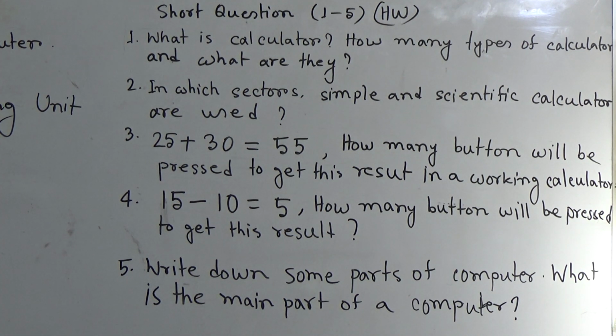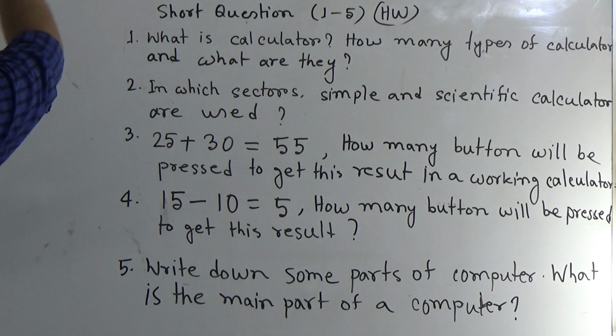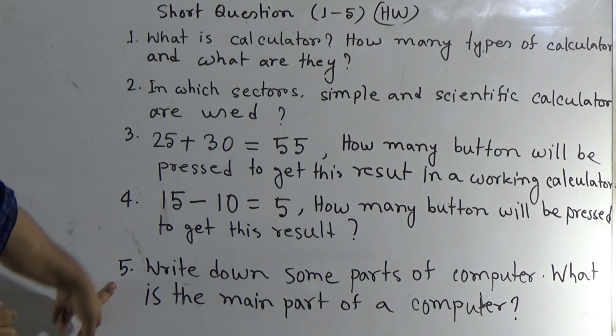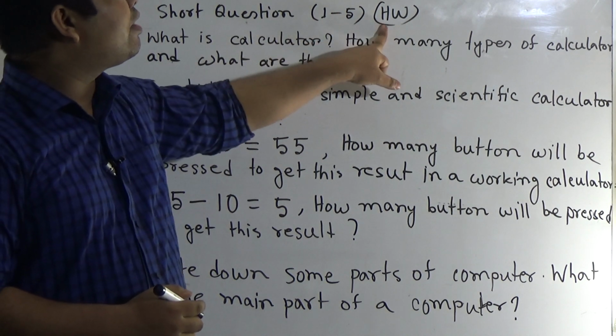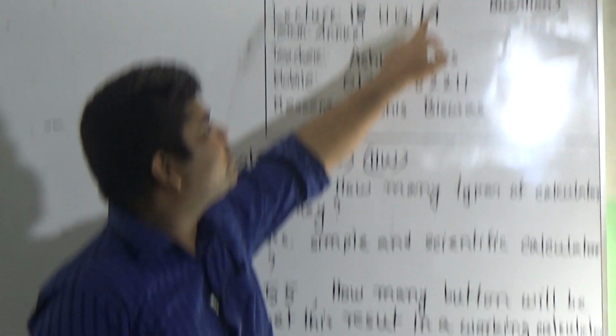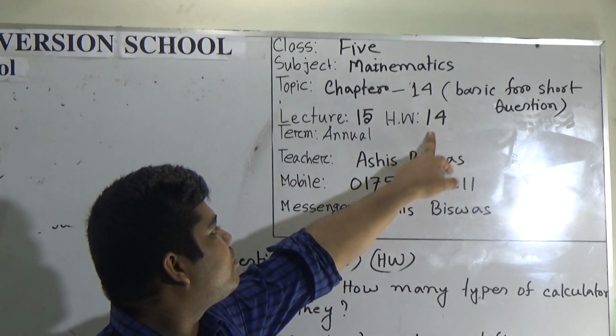My dear students, this is the basic of this chapter. Using this basic, one or maximum two short questions come from this chapter. So if you memorize calculator and computer, then you can easily give the answer of these short questions. Here 5 short questions are given. These 5 short questions will be your SW. My dear students, today is SW number 14.